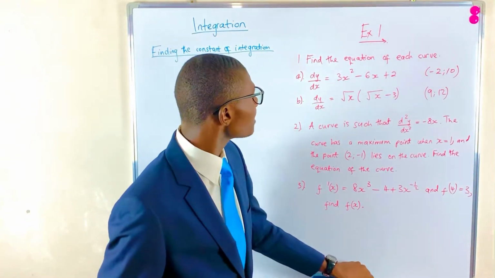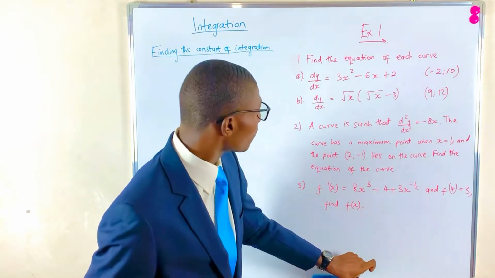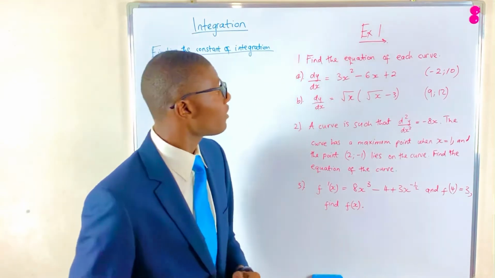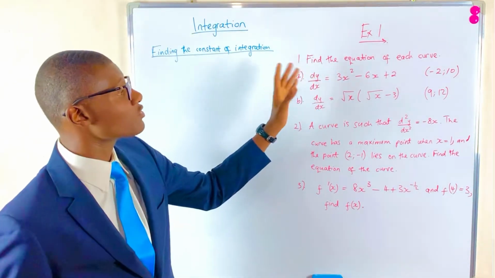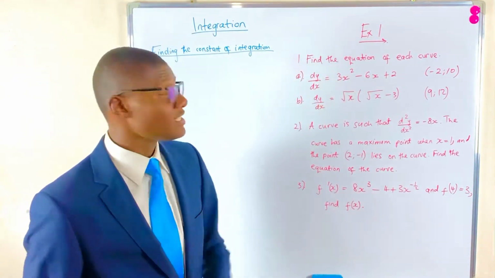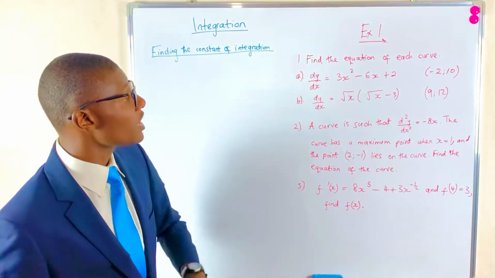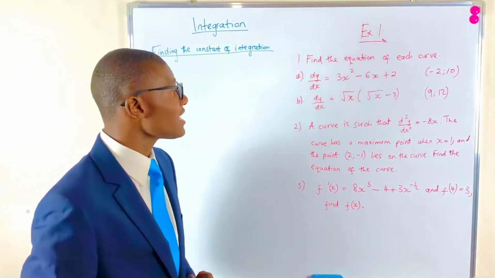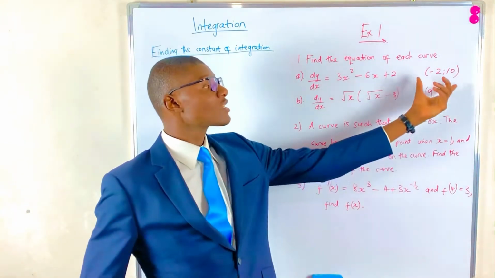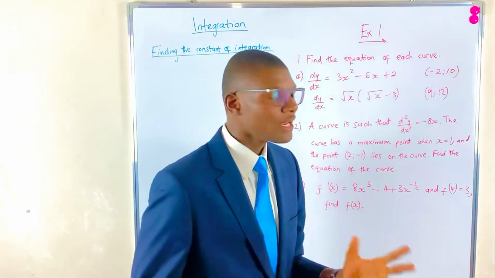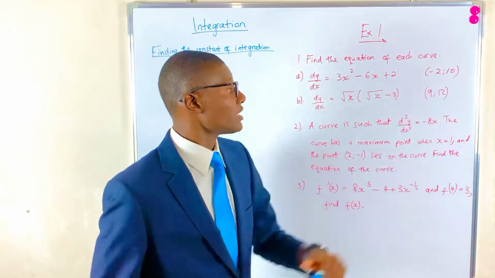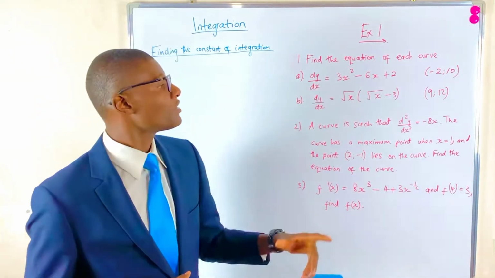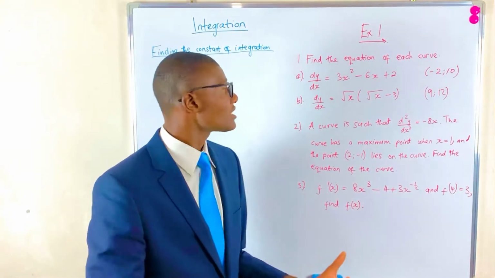Okay, so let's begin with number one. With number one, we are told to find the equation of each of these curves. So for the first part, we've got dy by dx being equal to 3x squared minus 6x plus 2, and we're also given the point on this curve, which is (-2, 10). So what do we know? We know that if we integrate this derivative, we'll get the equation of this curve.